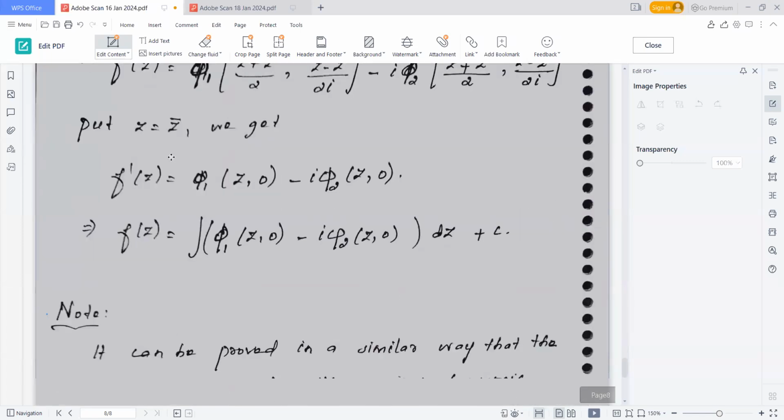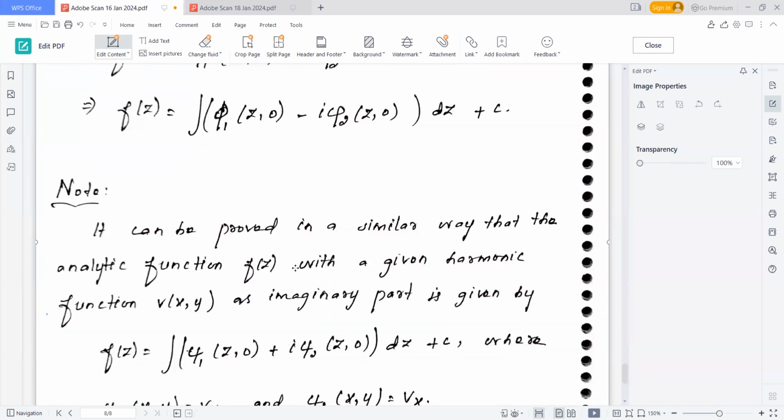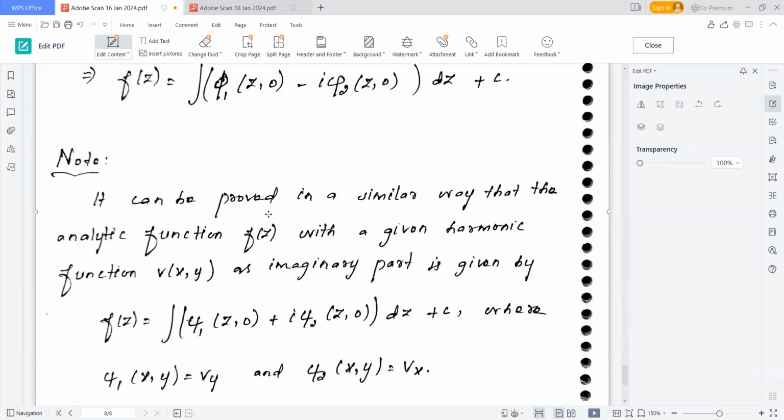Suppose they are given the imaginary part of the analytic function, then by a similar method we can obtain f of z as the integral of psi 1 of z comma 0 plus i psi 2 of z comma 0 plus a constant, where psi 1 of x comma y is equal to vy and psi 2 of x comma y is equal to vx. Okay.